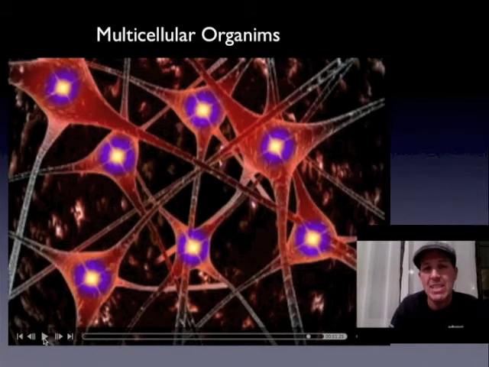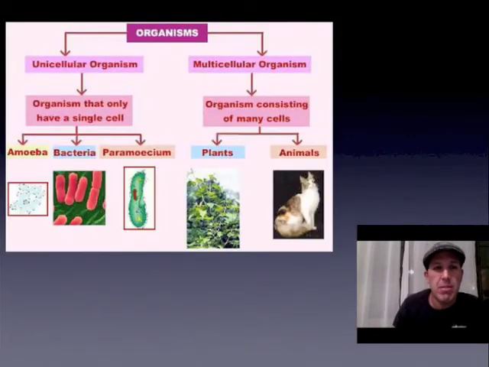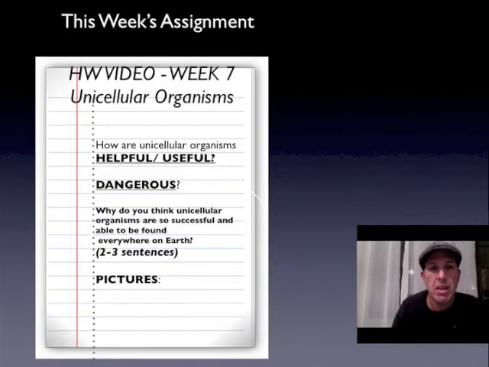Alright, so that's multicellular organisms. Oops, and there's a typo at the top of the page. Ignore that, please. Okay, so again, unicellular, single cells. They're everywhere. They're really small. They're very important. Multicellular, many cells. That's us. Okay? Alright, so here's your assignment for homework video week 7.